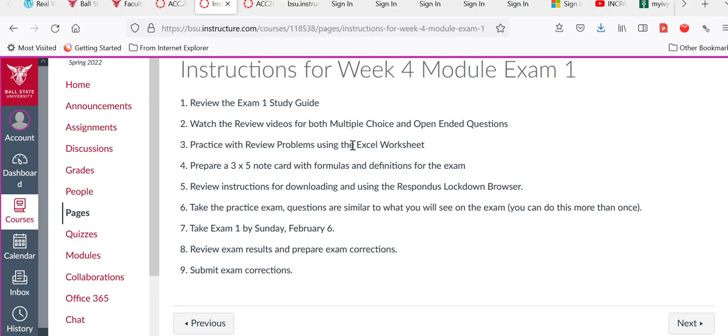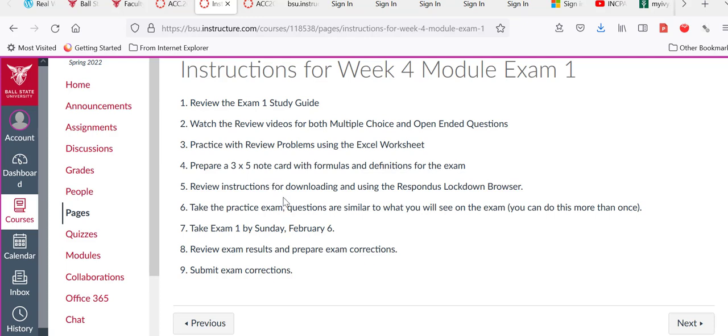The third thing you want to do is practice the review problems using that Excel worksheet that's there. For the fourth item here, you need to prepare a 3x5 note card with formulas and definitions for the exam. So I'll talk more about that in a minute, but for the 3x5 card you need to put important formulas and definitions on there if you're having trouble remembering those things, and I'll talk about those when we go through the study guide.